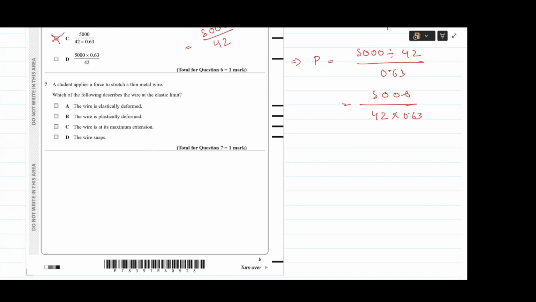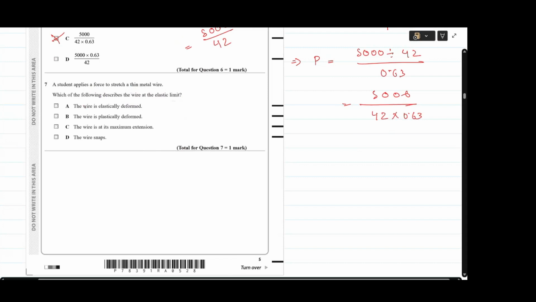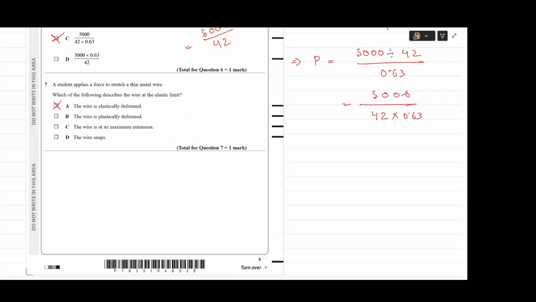So if we look at the options, which of them at the elastic limit should deform elastically. If it is at the elastic limit, then it should deform elastically still. But if it is beyond the elastic limit, it will deform plastically.